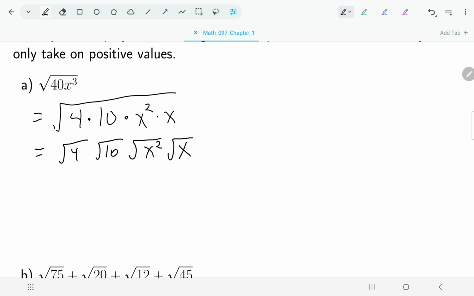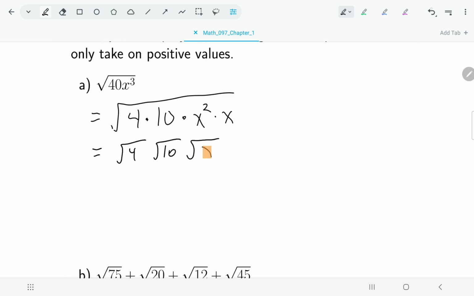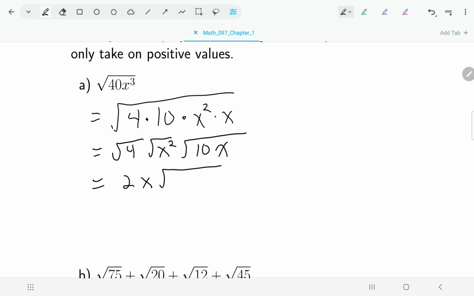I'm going to be a little bit more clever about it, though, because I know that some of these things I'll be able to get rid of my perfect square, and some of them I won't. So what I'm going to actually do is square root of 4 and square root of x squared. I'll write those up first because 4 was a perfect square and x squared was a perfect square. But the 10 and the x, neither of those are perfect squares, so those are going to both stay inside my square root. So I have now square root of 4, which is 2. I have square root of x squared, which is x. And then left inside of my square root is 10x.